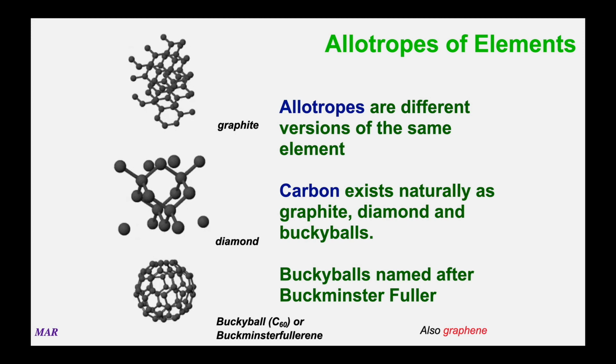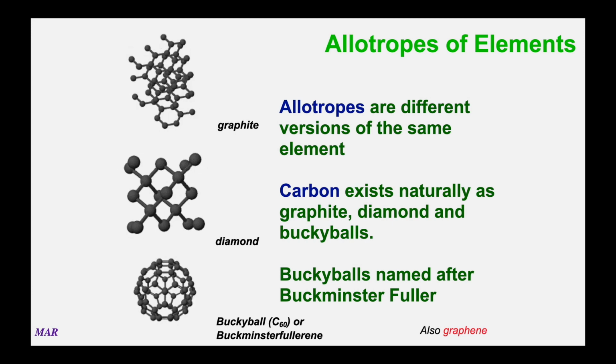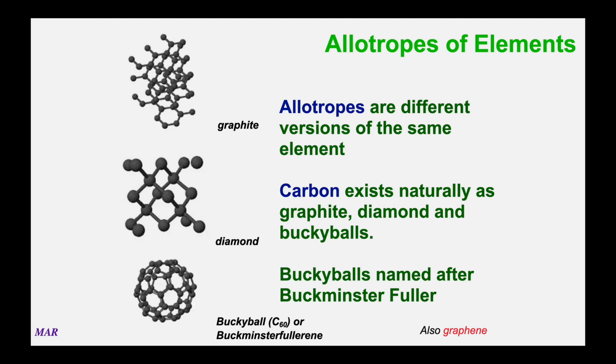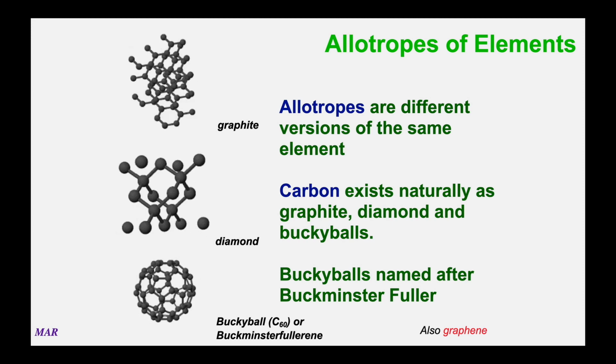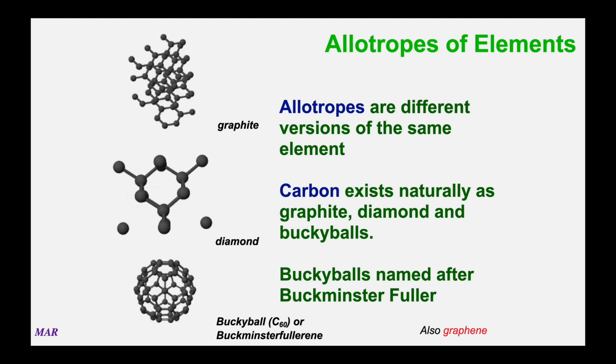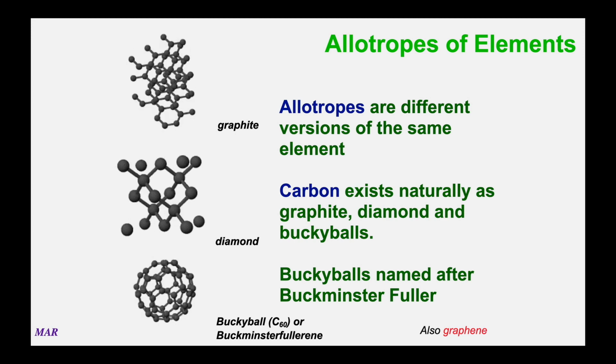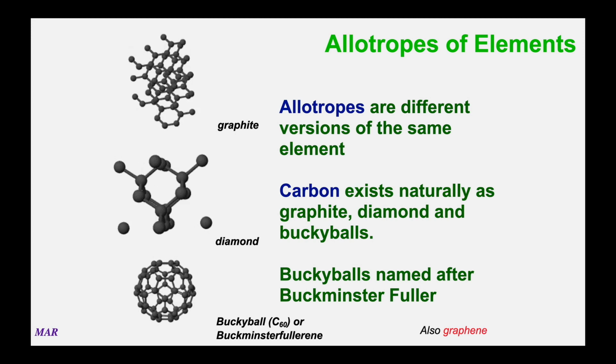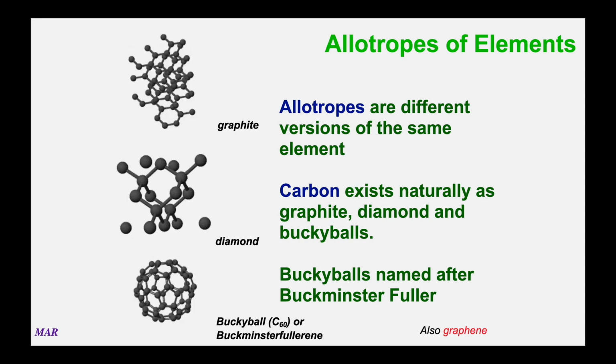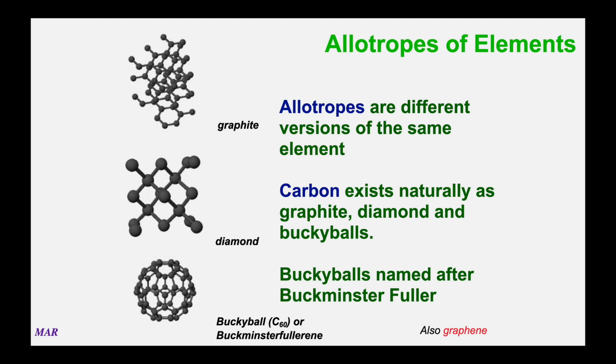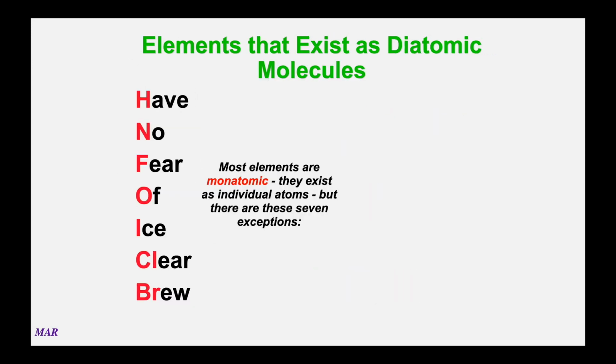And also, there's other forms of carbon as well. Graphene is one of them that's really interesting. So all of these are carbon, but they're different forms of carbon. And you can probably imagine that reacting graphite is going to be a lot different sometimes than reacting diamond. So elements can have more than one allotrope, which means more than one version of the same element. Most of the elements, though, just exist as single individual atoms.